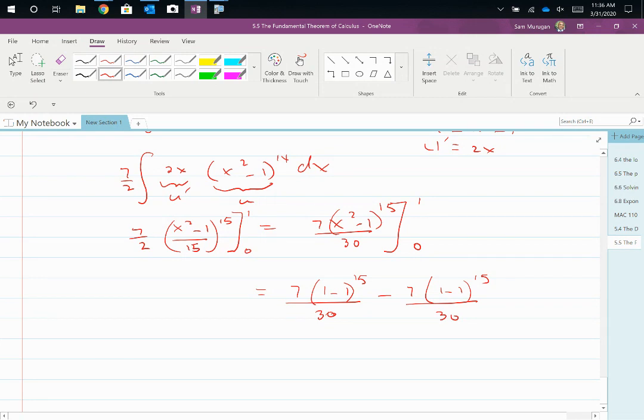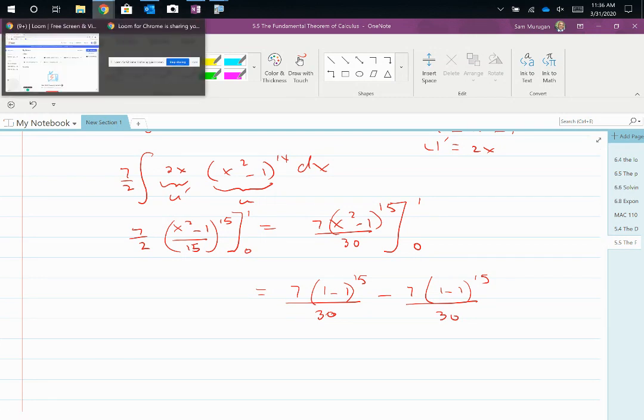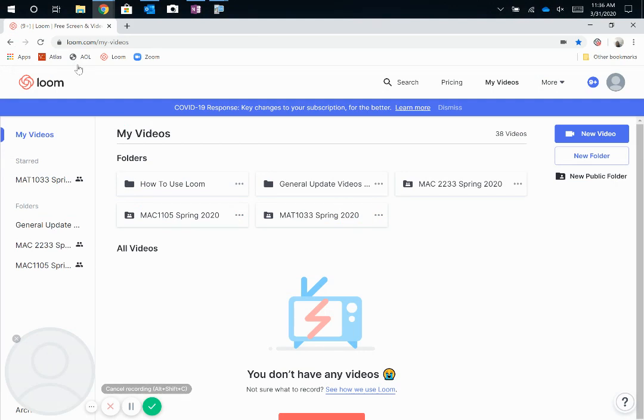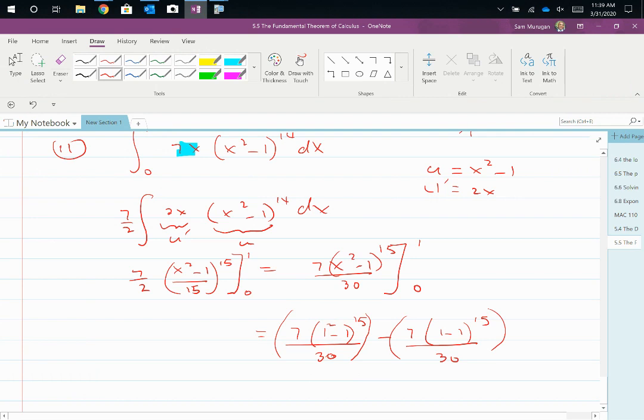Hold on, I'm going to pause this for a second and look back at this problem. Okay, I'm back and I can see where I made a mistake here. This is not 1 minus 1, but 0 squared minus 1.